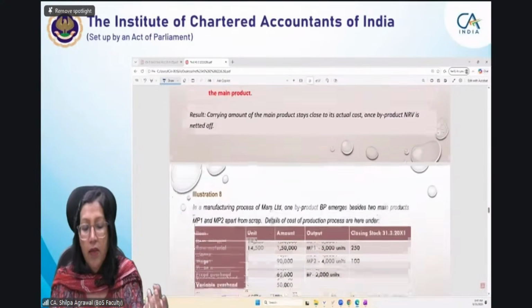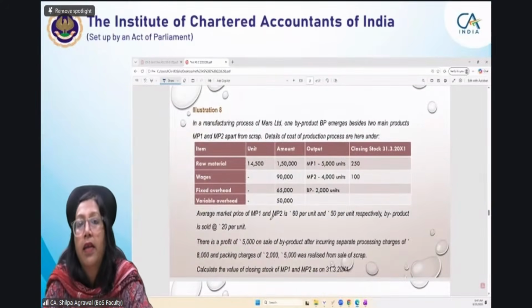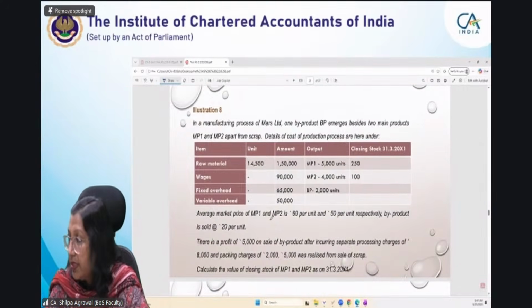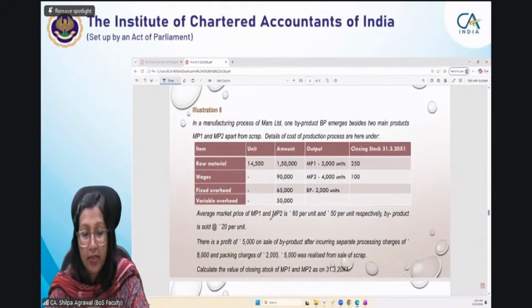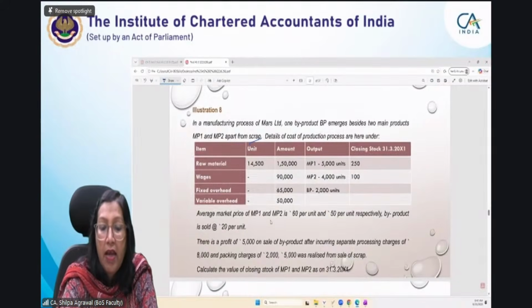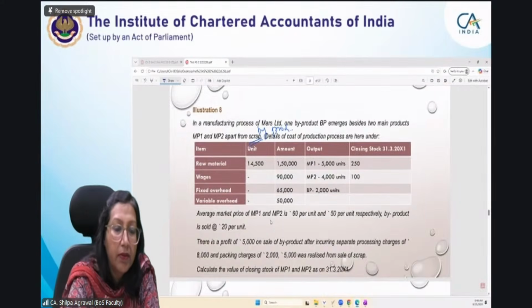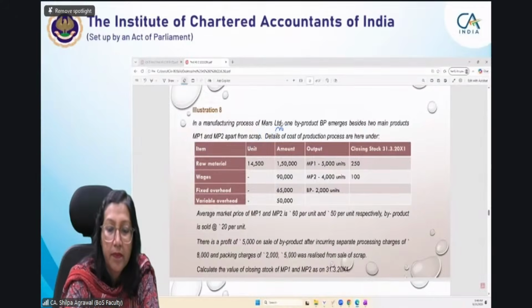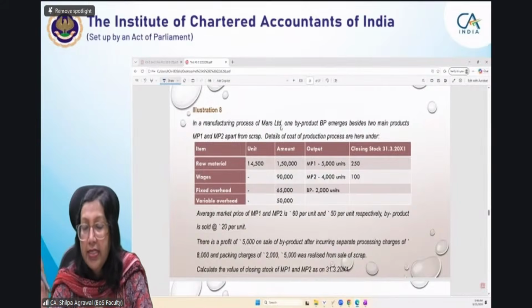Okay, so we'll be taking this example. In a manufacturing process of Mars Limited, one byproduct BP emerges besides two main products, MP1 and MP2, apart from scrap. So the scrap is separate, and apart from that, the by-product also comes out. Let's check what is there. There are two joint products, MP1 and MP2.